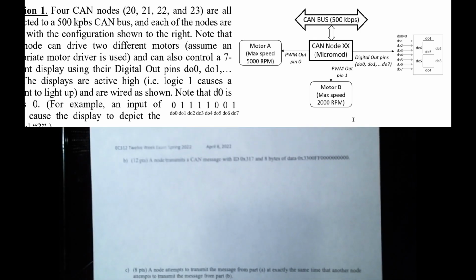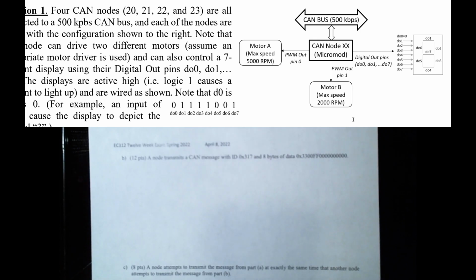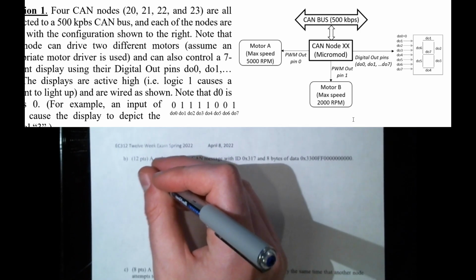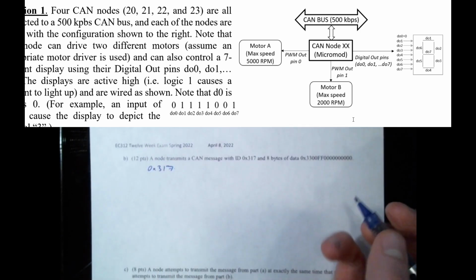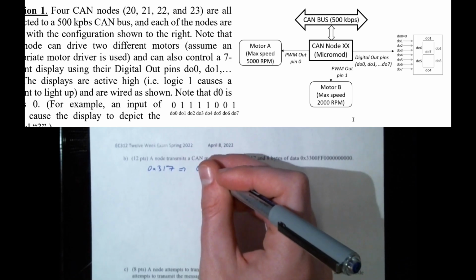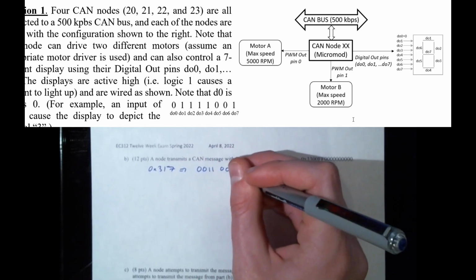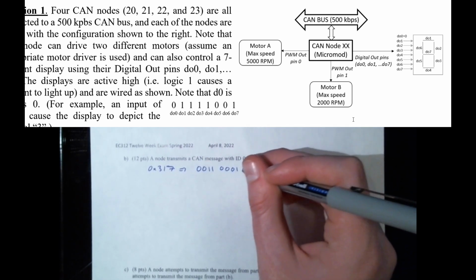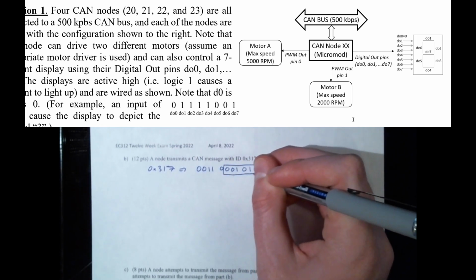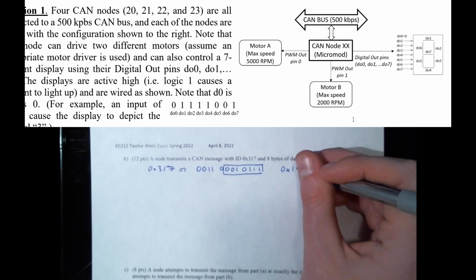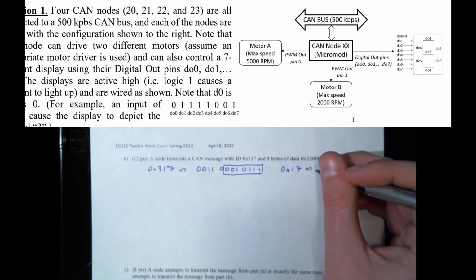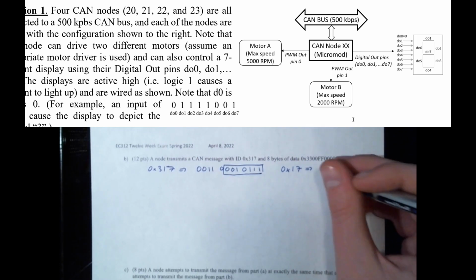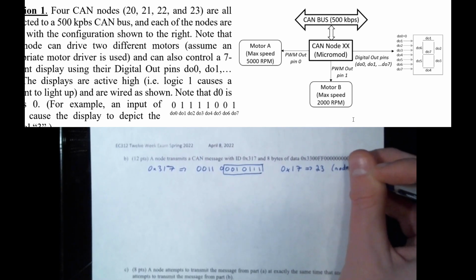Problem number 2 here is a node transmits a CAN message of ID 0x317 and 8 bytes of data: 0x3300, FF00, and then zeros the rest of the way across. Let's figure out what this is, using the same process. 0x317 gets translated to binary 0011, 0001, 0111. We group the 7 bits, so count 4 bits and then 3 more. That's our node ID. So 0x17 is our node ID, which is 7 plus 16, which is 23. So our node is 23.